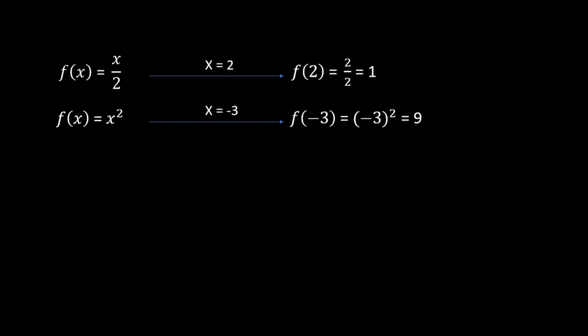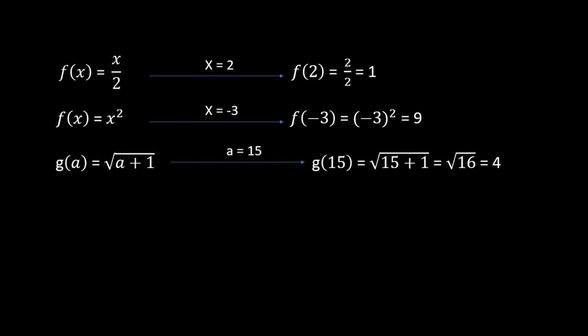Now, let's look at some examples. In the function f(x) equals x divided by 2, if x is 2, you just replace x with 2. So f(2) is 2 divided by 2, which equals 1. Or take the function f(x) equals x squared. If x is negative 3, then f(-3) is negative 3 squared, which equals 9. Another example is g(a) equals the square root of a plus 1. If a is 15, then g(15) is the square root of 15 plus 1, which equals the square root of 16, or 4.